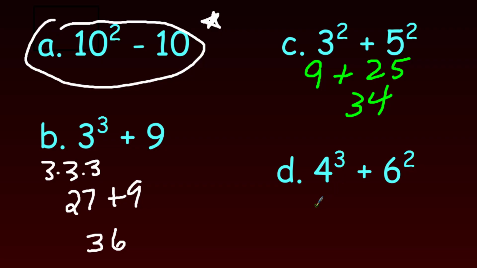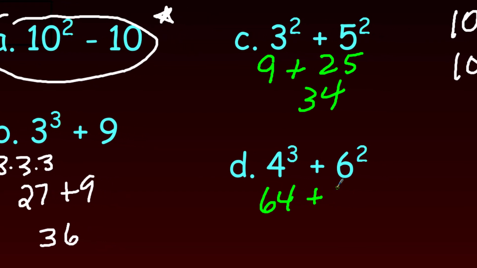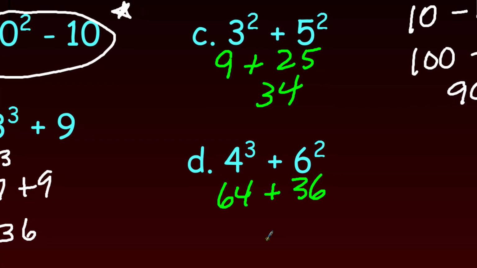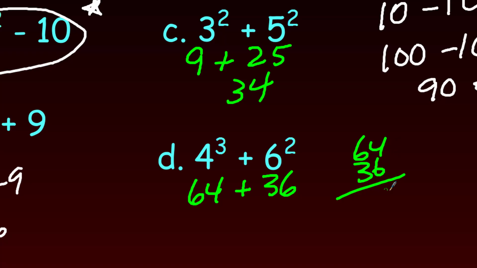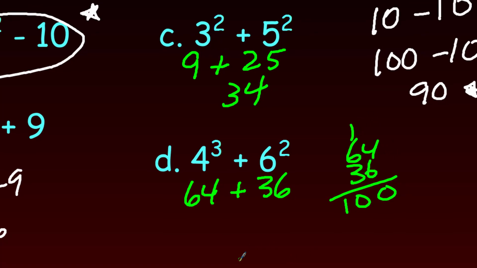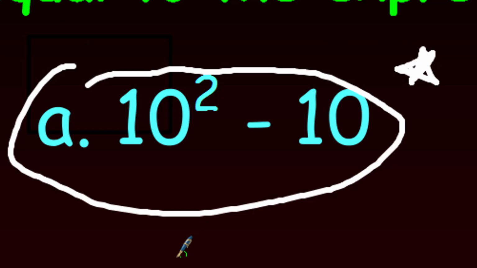I thought we had that earlier. 4 times 4 times 4. Remember that one? That was 64. Plus 6 squared, which is just 6 times 6, which is 36. We ended up with 64 and 36. It looks really good here. 10. Oh, no. We end up with 100. Close, but no. The answer that we're actually looking for is 90. A is the correct answer. You win. Okay, cool. Now let's go on to the next problem.